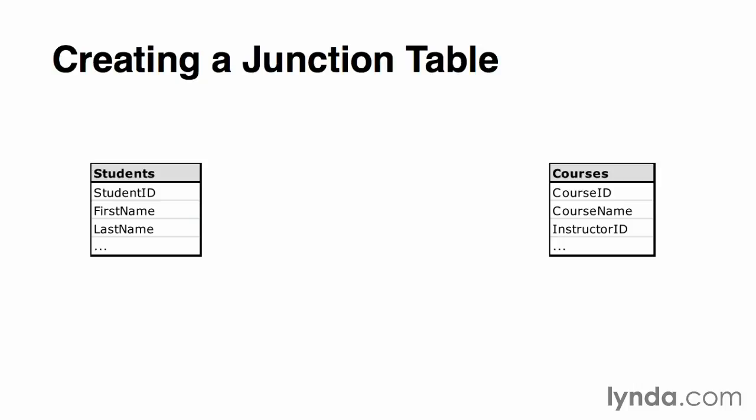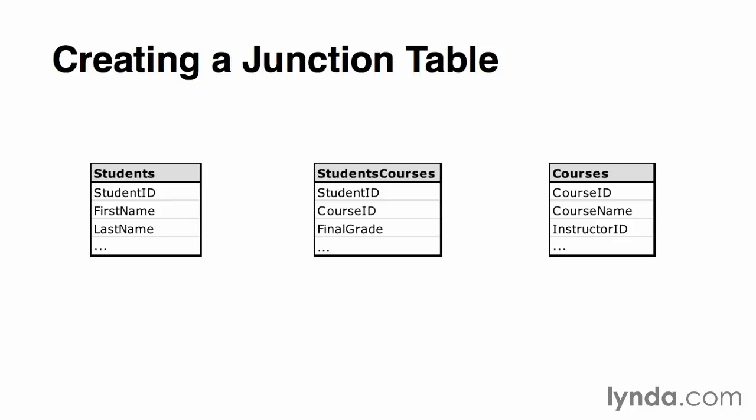Here's how it works. First, take the primary key columns from each of the original two tables and make copies of them in a new table called a linking or junction table. In our example, we'll borrow the student ID column from the students table and the course ID column from the courses table. We'll give this new table a suitable name that represents the intersection of this data.